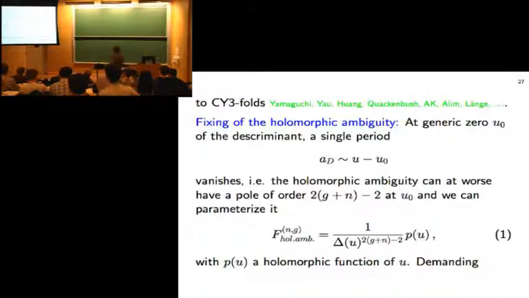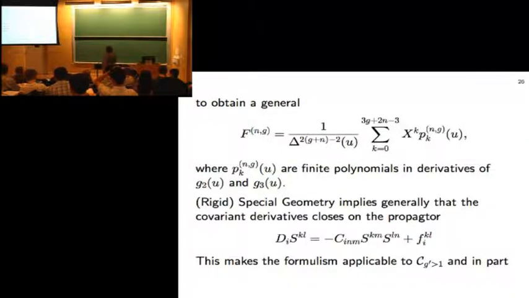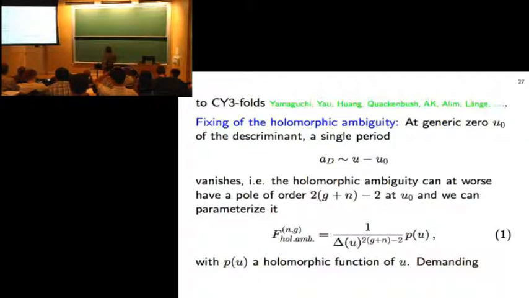So let me come now to the fixing of the holomorphic anomaly for the generalized case, or holomorphic ambiguity. What I mean by this is, if you take the derivative with respect to E2, then this thing is only determined up to a holomorphic and modular piece. And this one I have to fix in any case, because this is not a deterministic recursive relation.